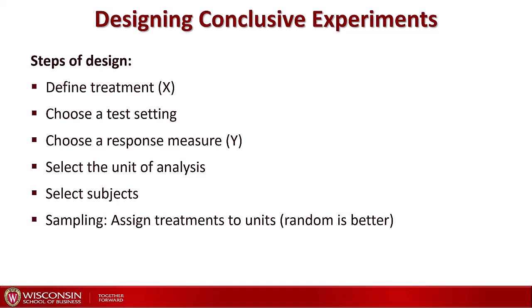What are we going to vary across groups in an A/B testing? Then choose a test setting. Where are we going to run this experiment? Choose a response measure. Are we going to look at number of clicks, for instance, for an ad, or number of sales? Select the unit of analysis. Are we talking about people, stores? Select the subjects, and then sample within these subjects to assign them to various treatment units. So in an A/B testing, it will be group A and group B, for instance.